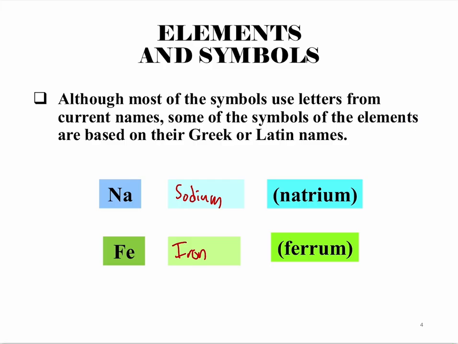Again, I'm not going to have you memorize all the names, but especially once we get into the nomenclature of ionic and covalent compounds, it'll be important to be able to distinguish that, right? You have to know what the element name is to actually give the molecule a name.